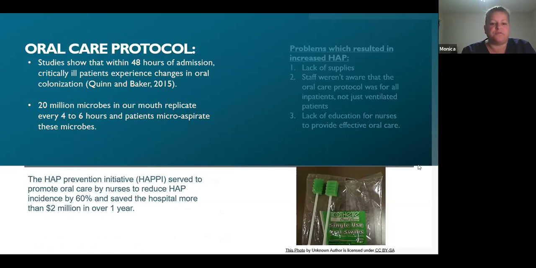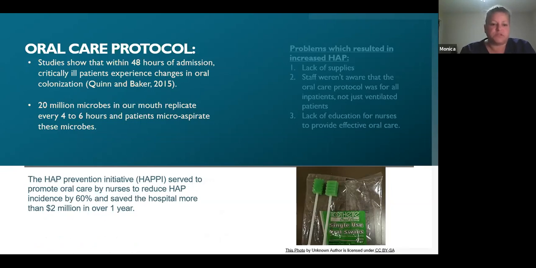Studies show that within 48 hours of admission, critically ill patients experience changes in oral colonization. 20 million microbes in our mouth replicate every 4 to 6 hours, and patients microaspirate these microbes. Problems that resulted in the increased HAP were lack of supplies for oral care, staff weren't aware that the oral care protocol was for all inpatients, not just ventilated patients, and lack of education for nurses to provide effective oral care.